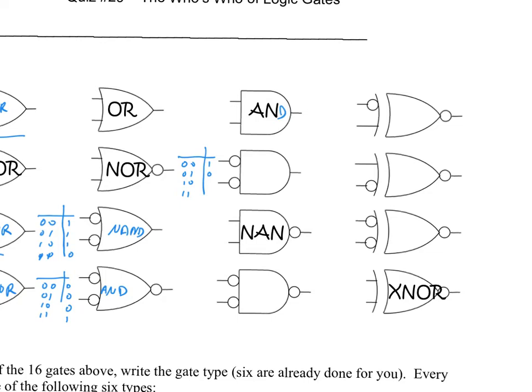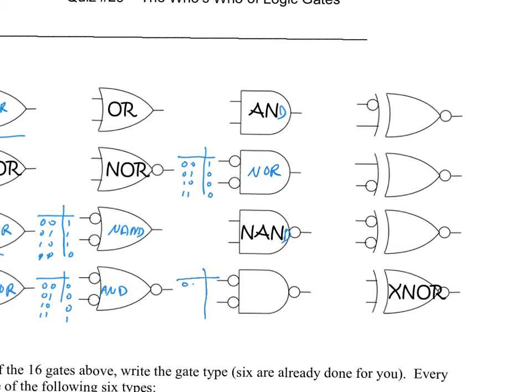A 1, 0 gives us 0, 1. We AND those together, and we get a 0. And then 1, 1 gives us 0, 0. We AND that together, and we get a 0. And so this looks like a NOR gate. Okay, this should have been a NAND.